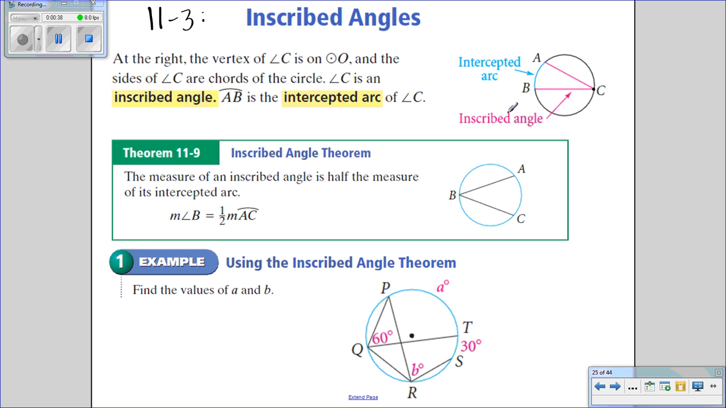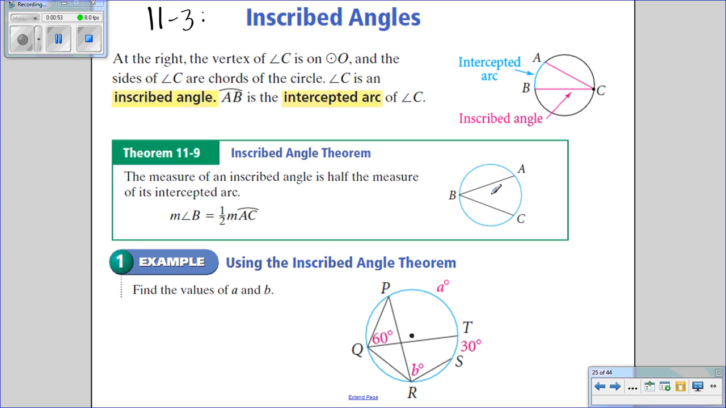Now these two have a relationship. An inscribed angle is half the measure of its intercepted arc. So in this case, angle B here is half the measure of this arc.